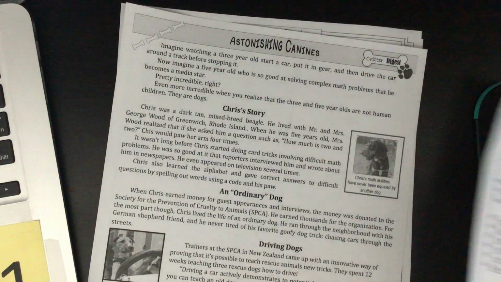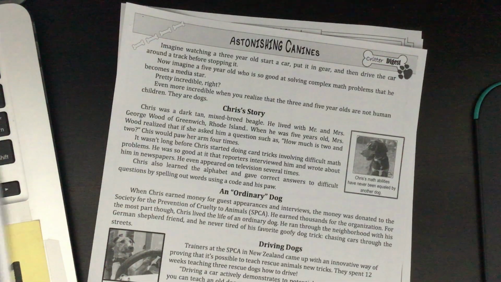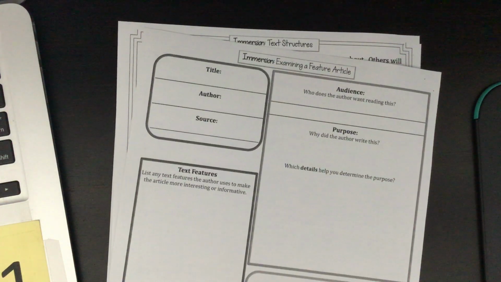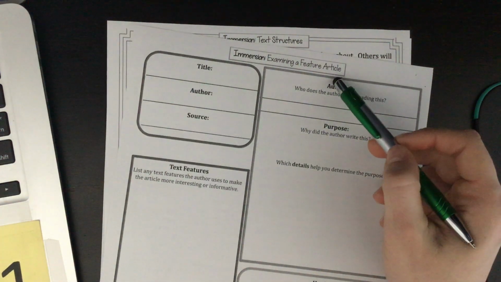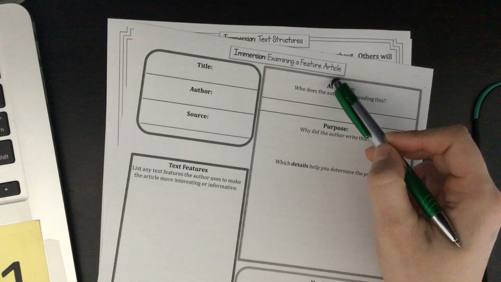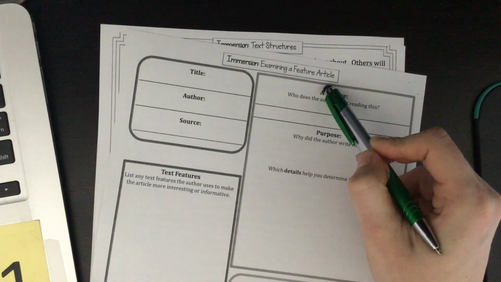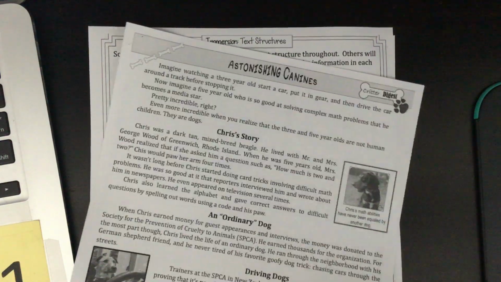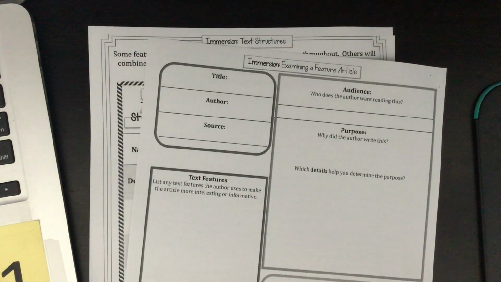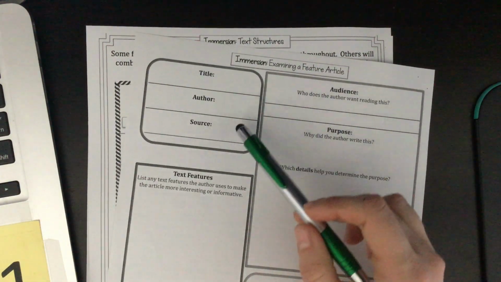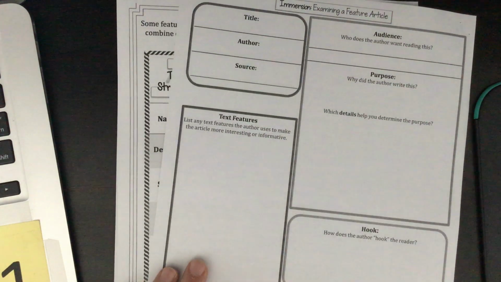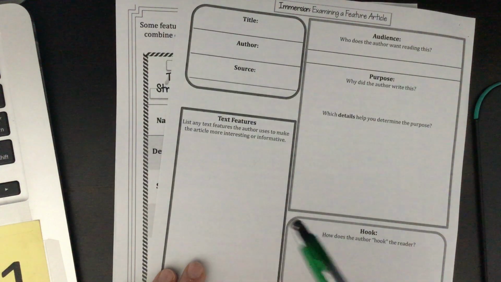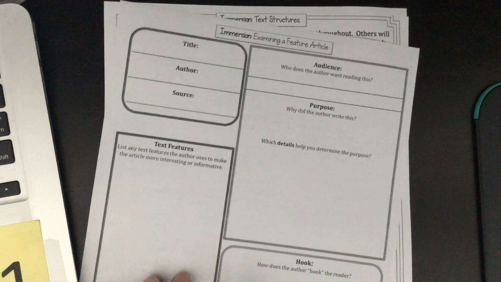All right, so on Canvas, for today's assignment, you are going to see a page at the top that says examining a feature article. The feature article that you're going to examine is the Astonishing Canines. You're going to look at this article and you're going to tell us about the title, the author, and what text features they included that are interesting or give you information.